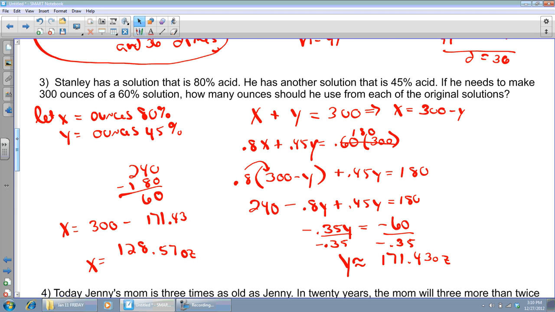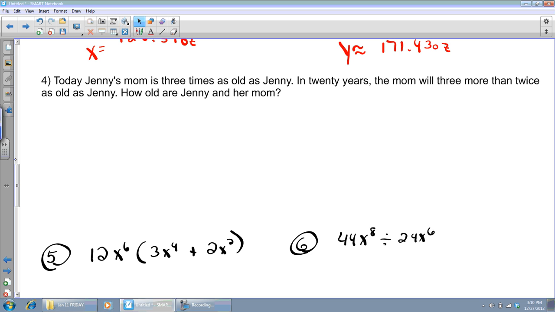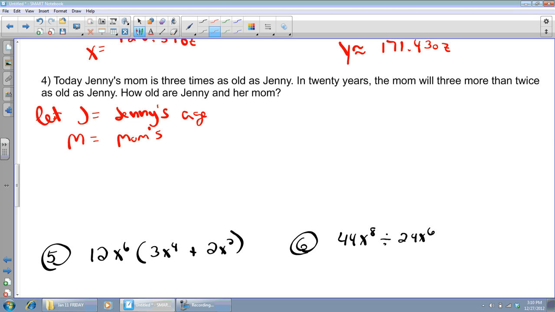And let's move on to an age problem, and then we'll get to the more recent stuff. All right, today, Jenny's mom is 3 times as old as Jenny, so let J equal Jenny's age today, and then M is going to be the mom's age. Again, we're talking about today. So if I've got Jenny, I have to triple her age so that it equals the mom's.